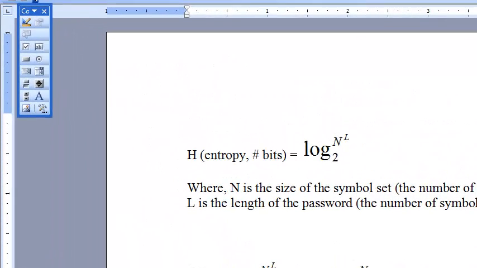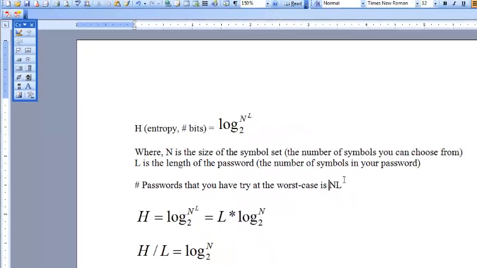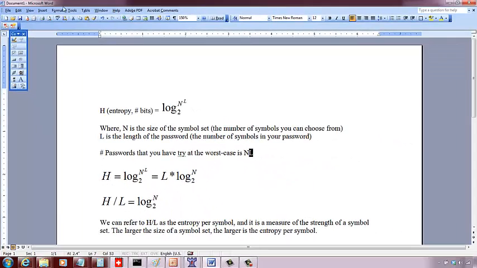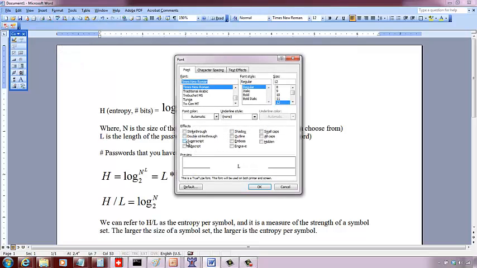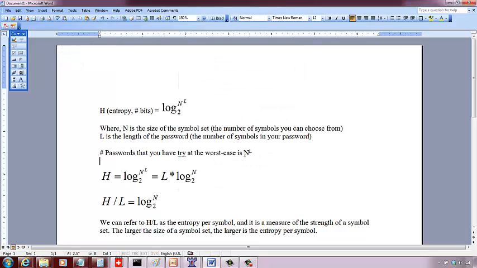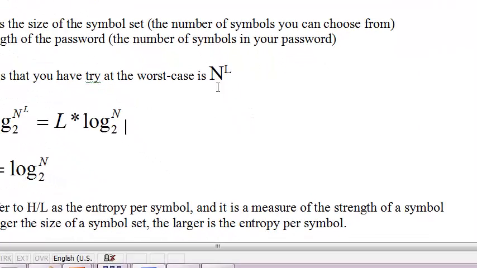So if you were to do a brute force approach of finding your password, then the number of passwords that you have to try at the worst case is going to be what? It's going to be n raised to l. So this is the number of passwords that you have to try at the worst case. All the entropy captures is representing this as a logarithm to the base 2 so that you can get it in terms of the number of bits.